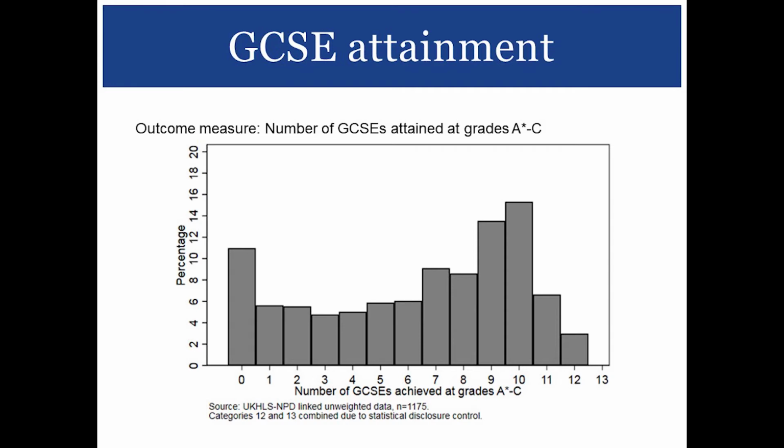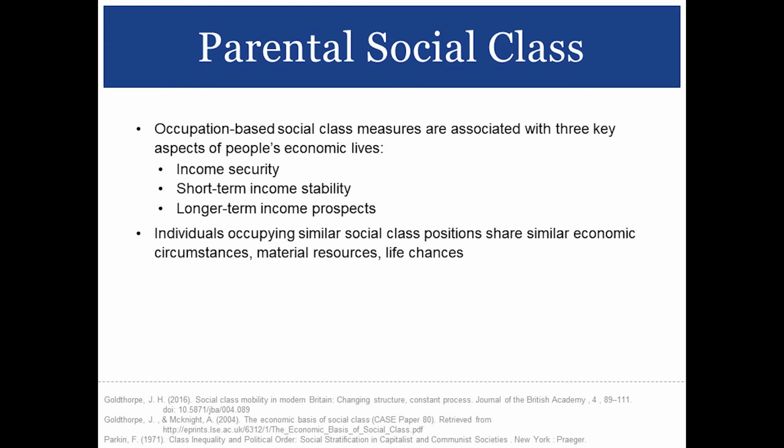So why are we interested in social class? Well, occupation-based social class measures are associated with three really important aspects of people's economic lives: income security, short-term income stability, and longer-term income prospects. And sociologists would agree that individuals in similar social class positions tend to share similar economic circumstances, material resources, lifestyles, and life chances. And we find that social class is a really key aspect of these differential resources and rewards within society. So as I mentioned before, previous and now older research has found that social class is a really important factor in educational inequalities. And so we're investigating this with more recent and really rich household panel data.